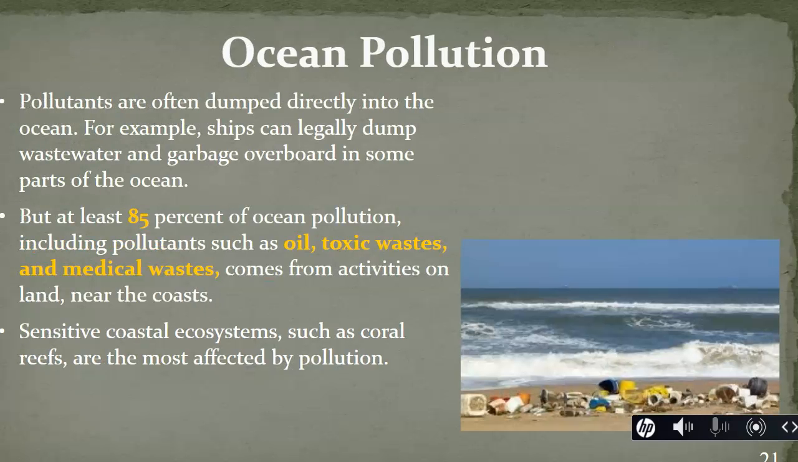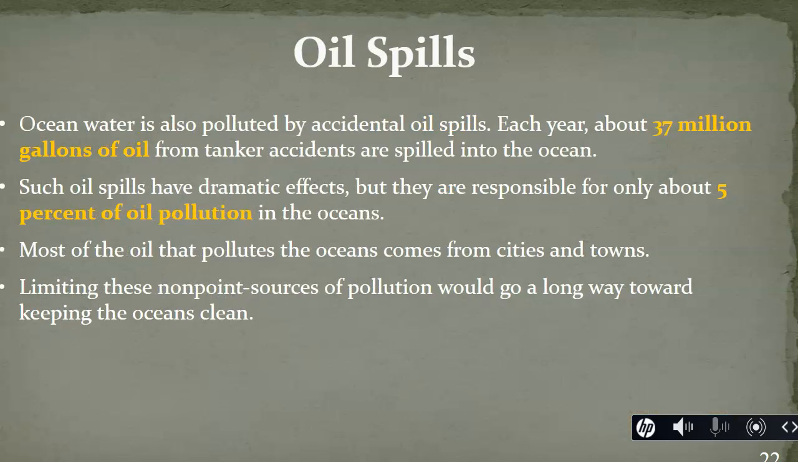Okay, briefly, we mentioned ocean pollution. So pollutants are often dumped directly into the ocean, right? So ships can legally dump their wastewater and garbage overboard. So we see 85% of ocean pollution is actually oil, toxic waste, and medical waste from activities on land or near the coast. And you can see this beach with all this gross stuff washed up on it. I know a couple years ago, there was a problem at the Jersey Shore with syringes washing up. So obviously there had been a huge medical waste dump from somewhere.